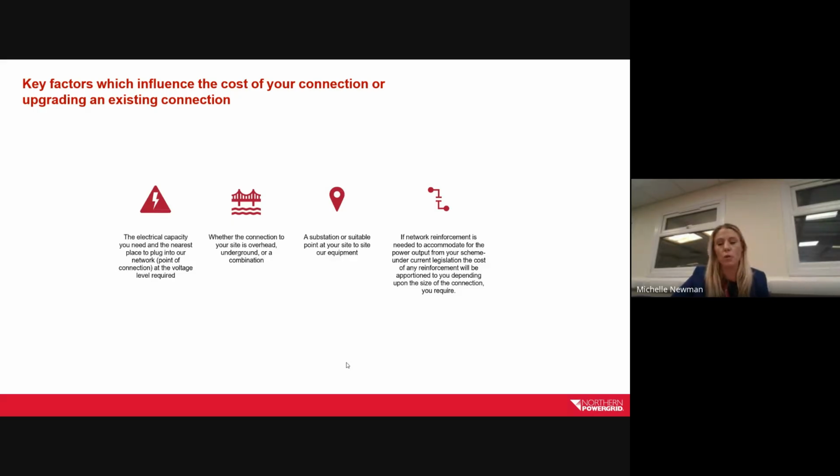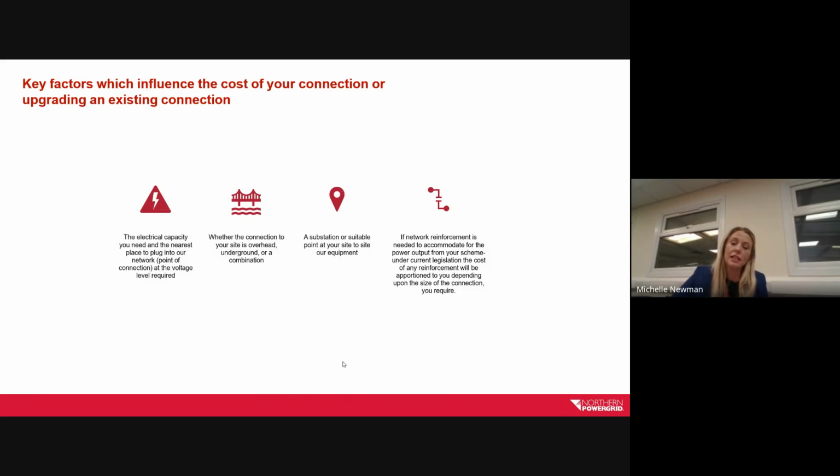First and foremost, the main one is the electrical capacity that you require, and where the nearest plug-in point is on the network. So the point of connection, they are the main influencing factor to the cost of the connection. Then you've got things that look at whether the connection on site is overhead or underground, or is it a combination of both, whether there's a substation or a suitable point on your site to house the equipment that's needed, and then if any network reinforcement work is required.